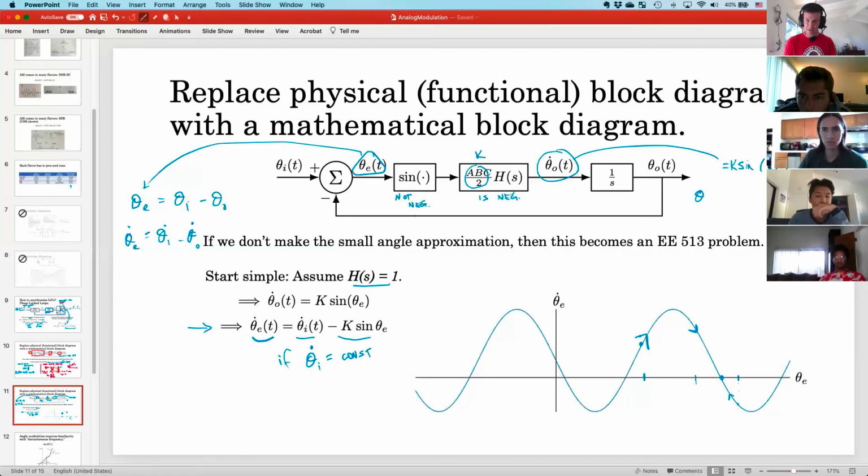the rate of change of theta E is 0, which means the next theta E is the same theta E, which has 0 rate of change, which means this is what we call an equilibrium. Yeah, that's right. It's an equilibrium point. If the error ever ends up at this point, it won't change.